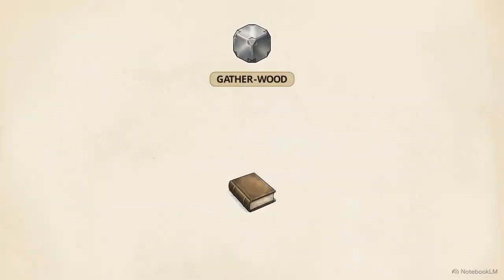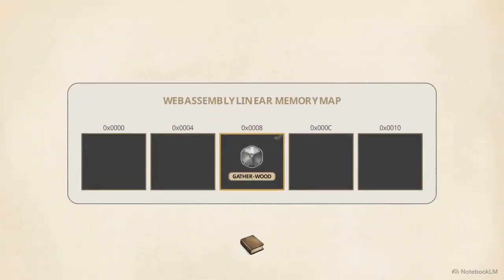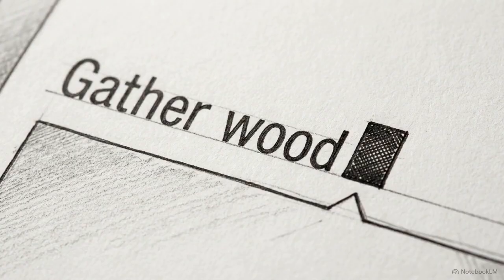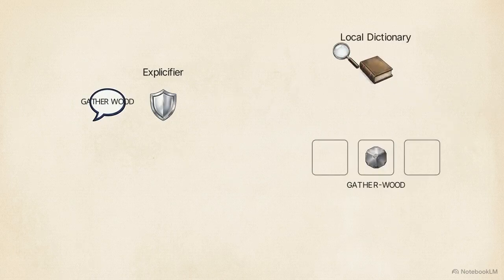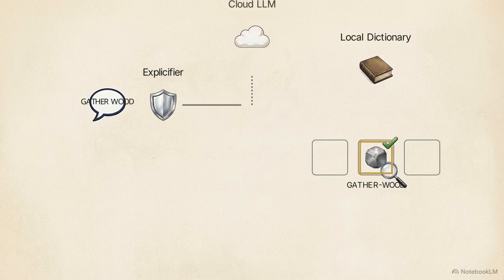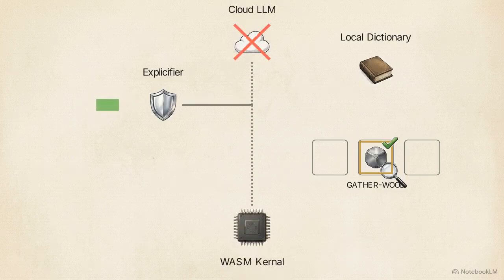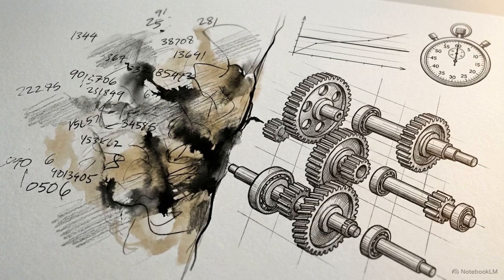This newly minted word is instantly downloaded and slotted into the system's local WebAssembly dictionary. As the session continues, the user will eventually input that exact command again. This triggers the second pass routing. The Explicifier scans the input, checks the local dictionary, and finds a perfect, mathematically precise match. Because the meaning is established and locked, the system completely bypasses the cloud LLM. The logic routes directly into the local WebAssembly kernel. This short circuit transforms probabilistic guessing into immediate deterministic execution.